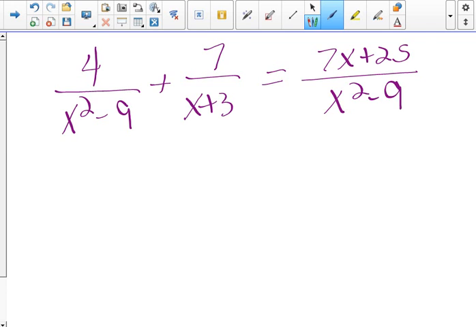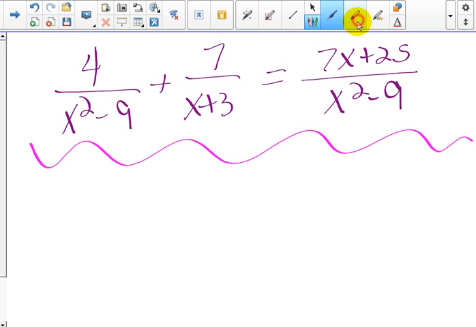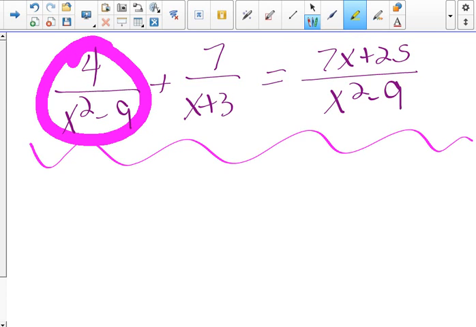So what mistake did they make? Could anybody tell me what mistake they made? And what is the correct answer? This is just review of what we did last week. How do we add these two numbers? What do I have to do in order to add these?